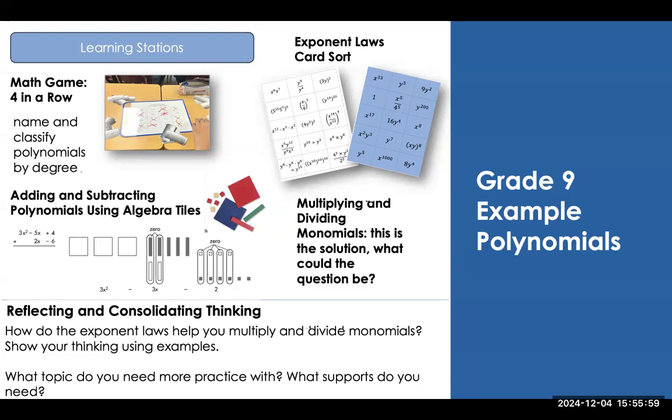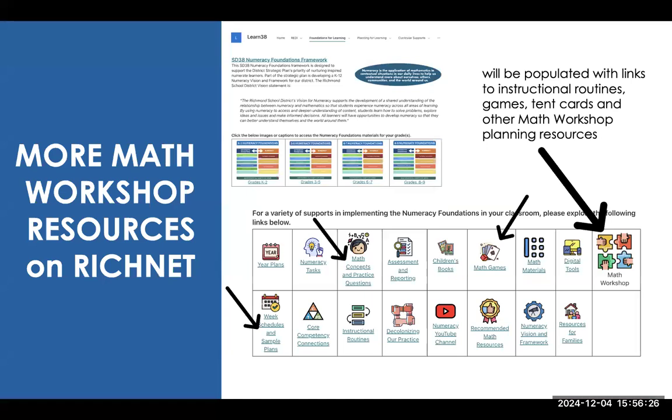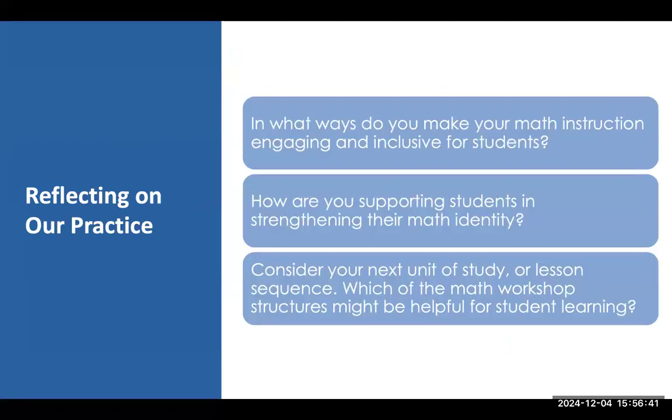And their consolidating thinking was about how the exponent laws help them to multiply and divide monomials, and they had to show their examples. And then for them to actually go back and reflect on which of the topics they explored they need more practice with. Sometimes you can have groups go from one station to the next, or you can have them pick just three based on the time slot that you have. So there are more places that you can go on RichNet for resources to support workshop. The tiles at the bottom are continuously being populated over the weeks to come, and you can check back there.